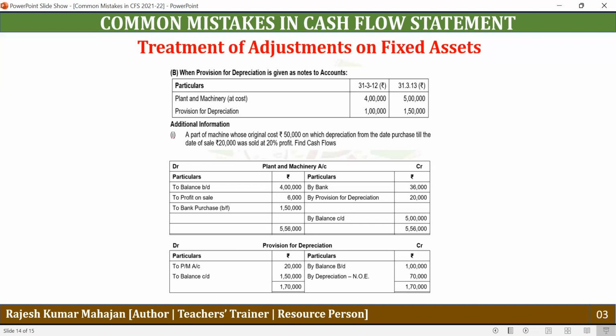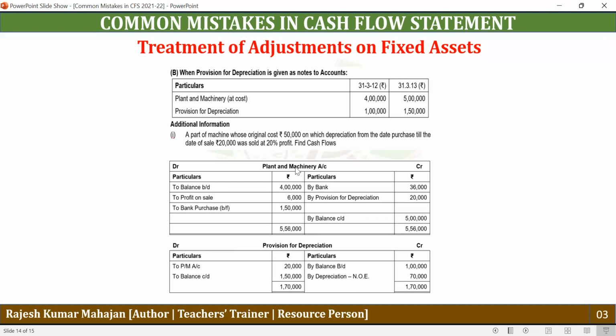The remaining value is 30,000. The 36,000 is the amount of sale, and 6,000 is the amount of profit. So how will you show it? As you have sold the asset, the value of the asset decreases.